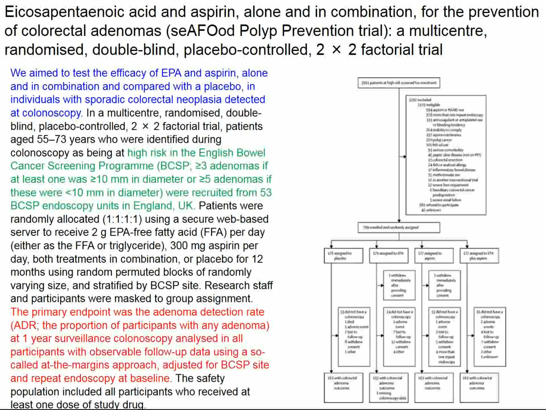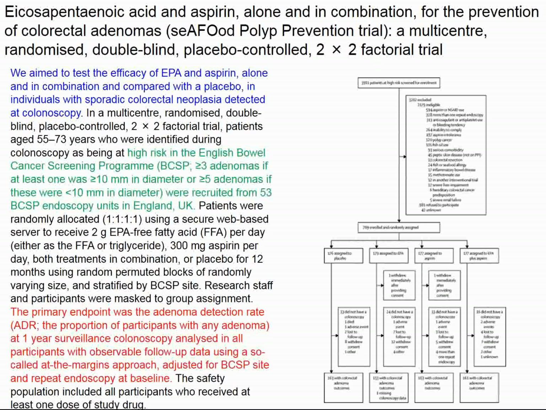The next study in the Lancet is a randomized control trial of icosapentaenoic acid and aspirin alone compared to placebo to impair the further development of colorectal polyps, adenomas. And there's lots of reasons from earlier studies to believe that both of these strategies might be helpful. And that was performed in this large study where the primary endpoint was the adenoma detection rate in people at risk for developing adenomas 1 year later.